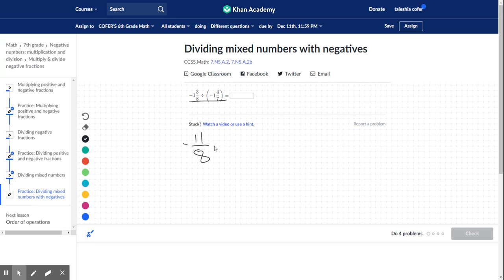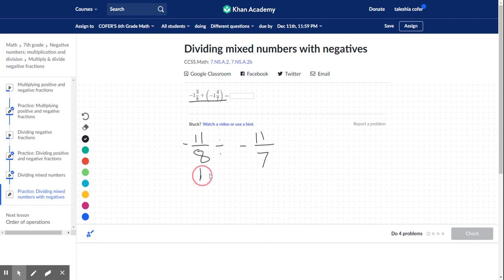It was negative. I'm dividing that by another negative, but I need to turn this one into an improper fraction by multiplying 7 times 1, which gives me 7. Then I add in 4. Now I have 11 over 7.